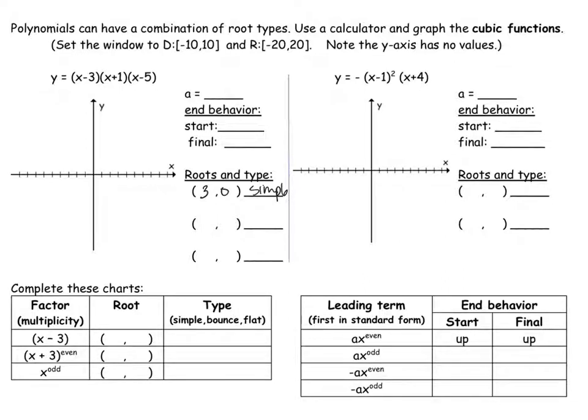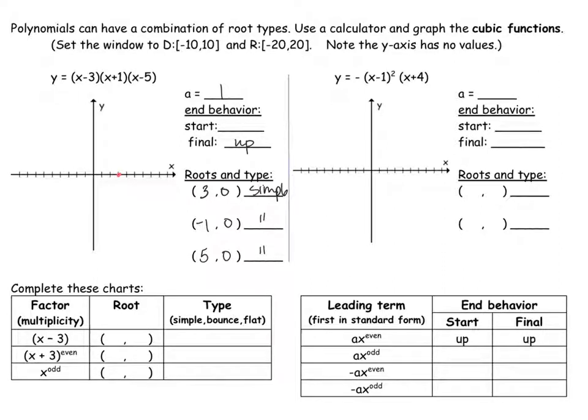X plus 1 is going to have a root at -1, 0. And that's all zero product property stuff. Also simple. And x minus 5 will also be simple. That's going to have a root at 5, 0. The a value, if there's nothing out here, that's just an a value of 1. If there was a negative, it would be an a value of -1. I'm not going to worry about the start behavior right now, but the end behavior, because a is positive, is going to be up.